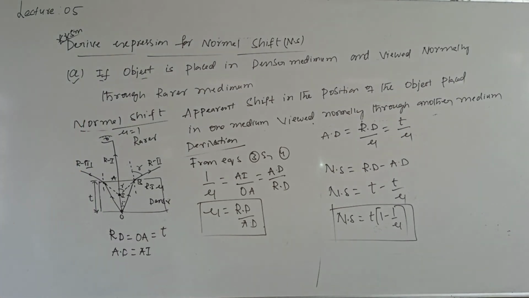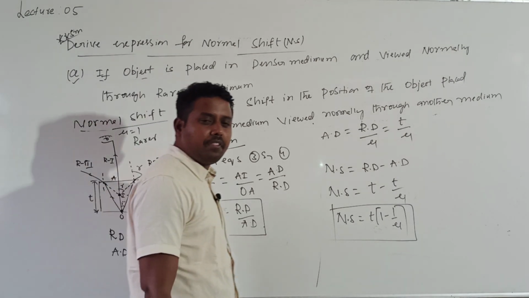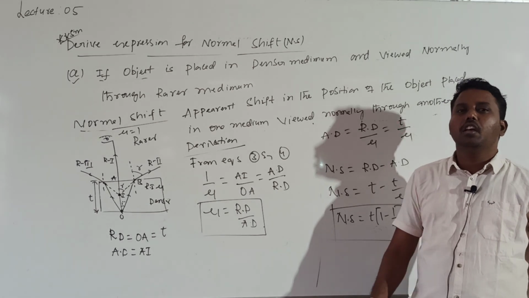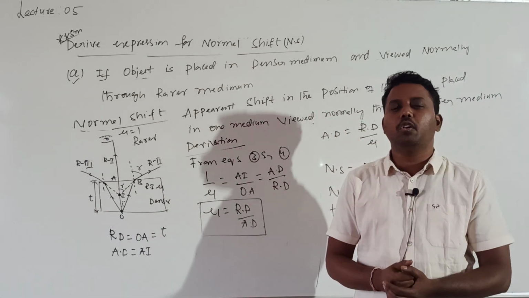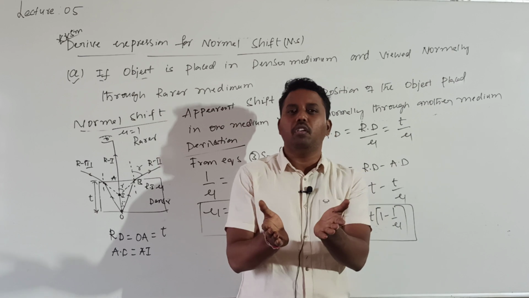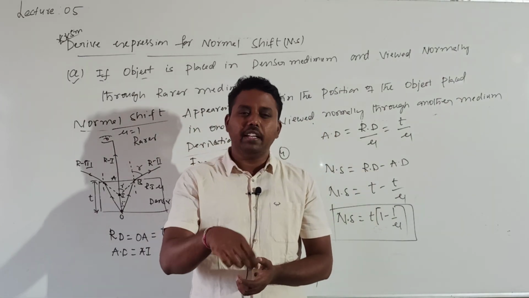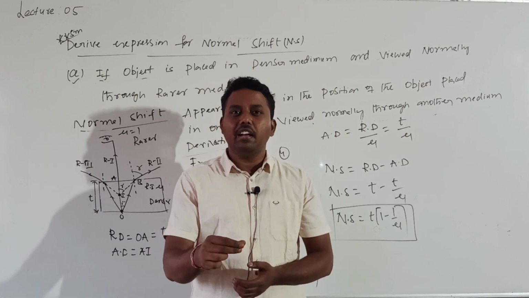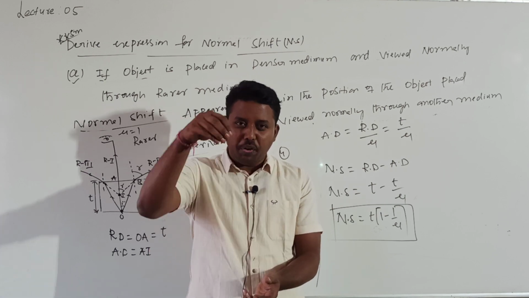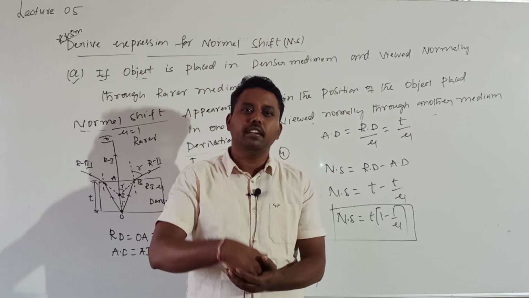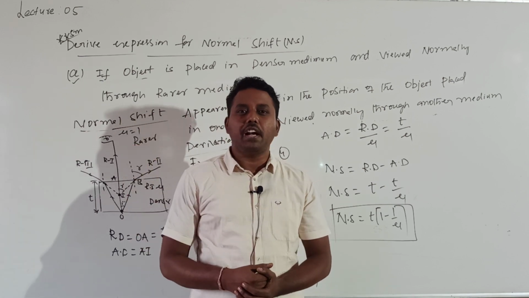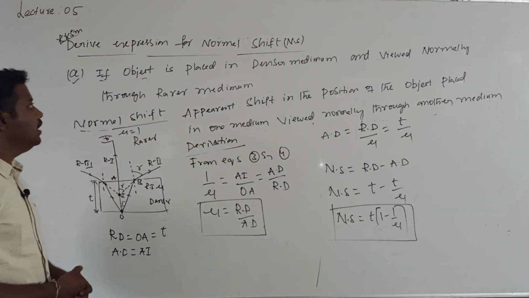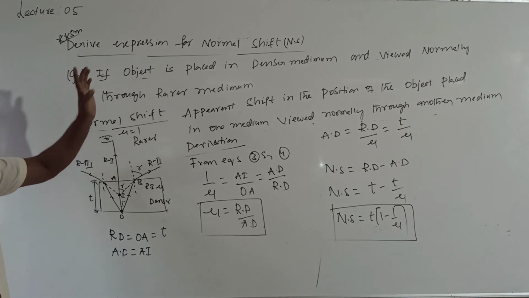So this is the case when an object is placed in a denser medium and viewed normally through a rarer medium. The example for this case: you put a coin in a water can. You take one small bowl of water and put a coin in that water. See from the outside how the coin will appear. It will appear nearer than the actual position, but actually the coin will not be there. That is because of the refraction of light. Understood? So that's it for refraction and the expression for the normal shift.